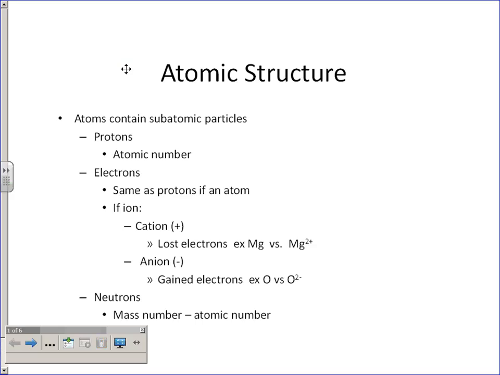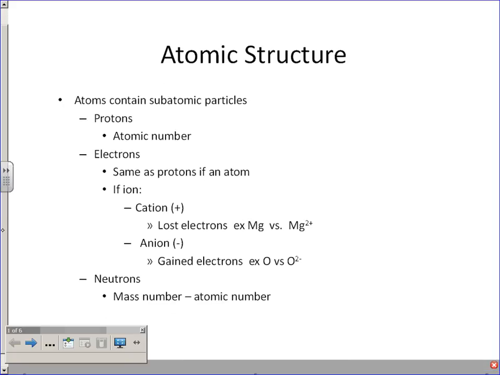Alright, so this morning we're going to look at atomic structure. We're going to look at what atoms are made of. Atoms contain three subatomic particles: protons, electrons, and neutrons. Protons are positively charged, and they are equal to the atomic number. So, for example, nitrogen, which has an atomic number of 7, has 7 protons.